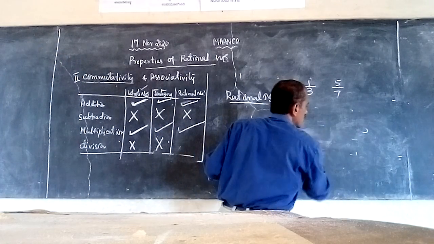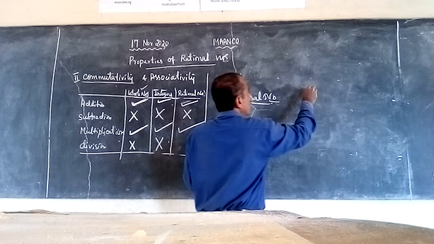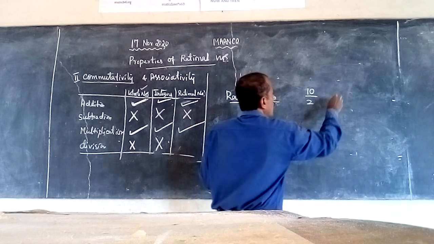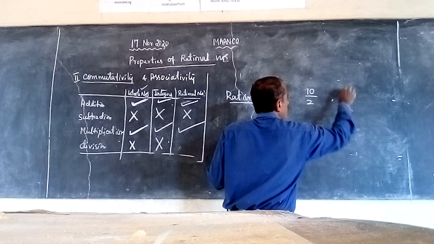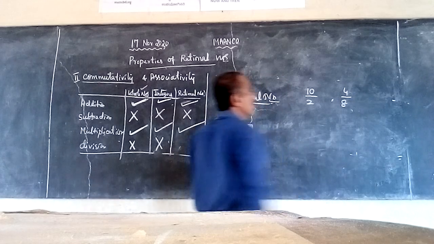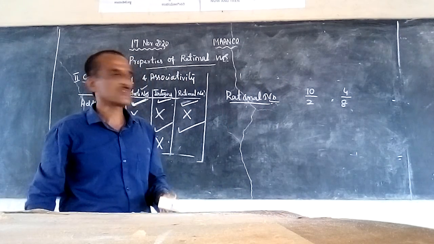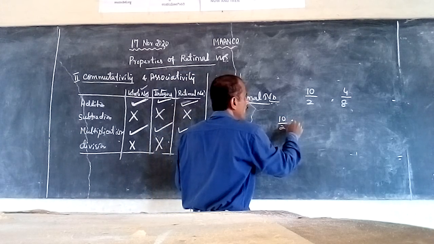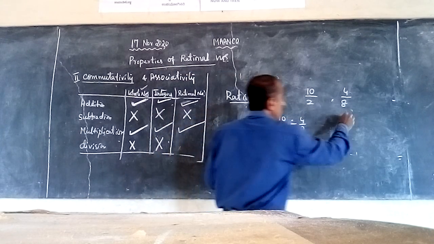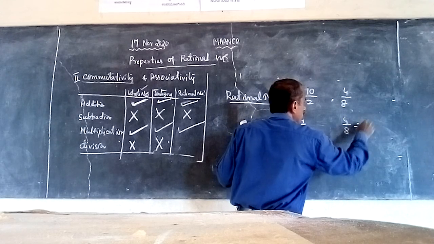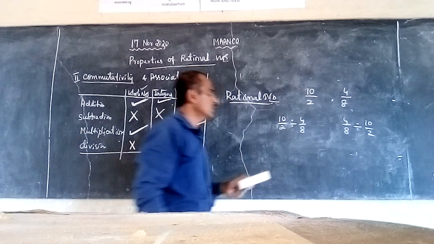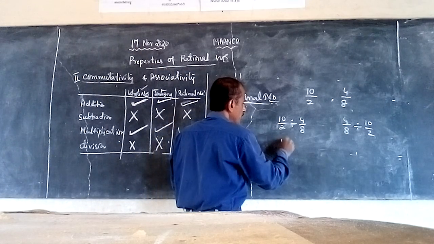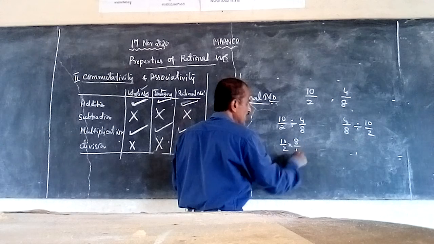What about division? For example, say 10 by 2 and say 4 by 8. Let us take two rational numbers like this. See, 10 by 2 divided by 4 by 8, whether it is equal to 4 by 8 divided by 10 by 2. This is the question. See whether it is equal or not. 10 by 2 divided by 4 by 8 is equal to 10 by 2 into 8 by 4.